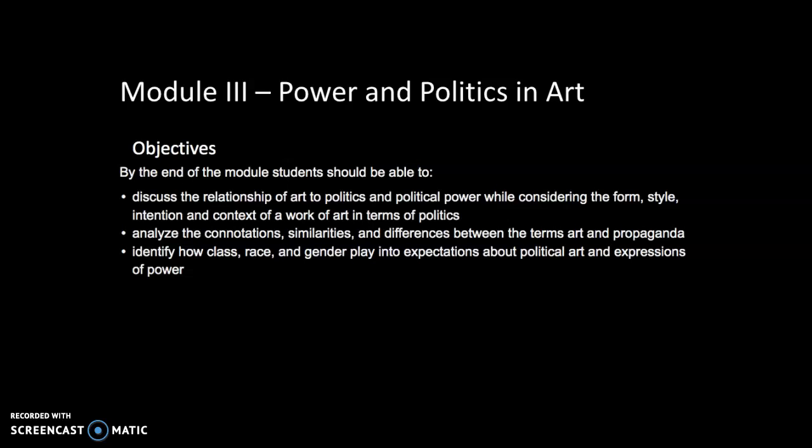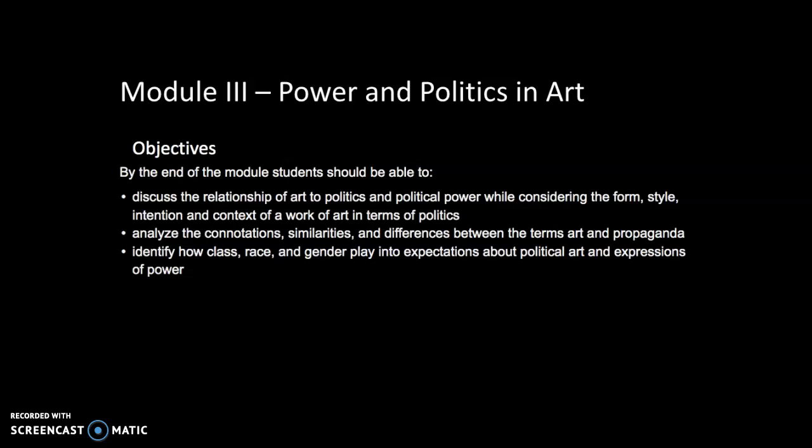We want to consider the relationship of art to politics and political power while considering, of course, form, style, intention, and the historical context of a work of art, all under that umbrella of politics. We are also going to analyze the connotations, the similarities and differences between the terms art and propaganda. Oftentimes, we think of those two ideas as being mutually exclusive, where one is aesthetic and the other one is just utilitarian, but I actually want to challenge those categories and really complicate them for us.